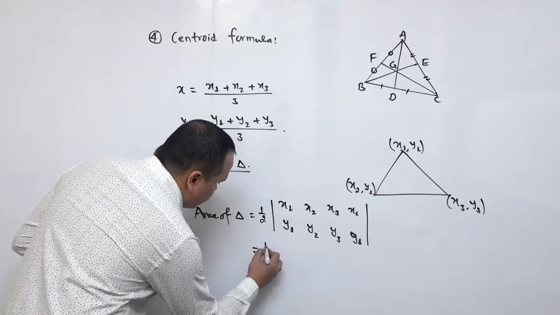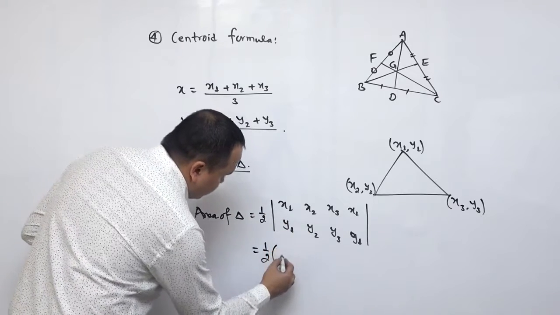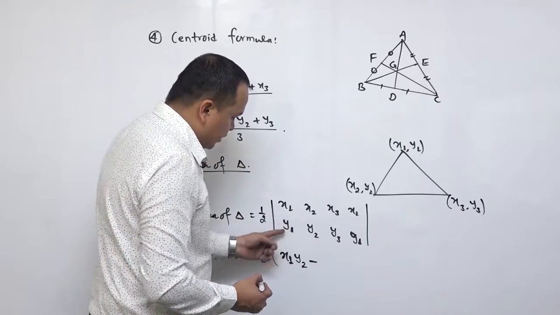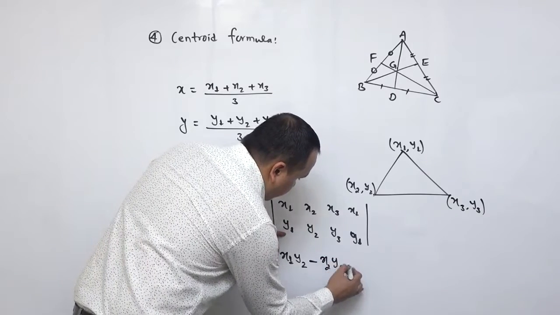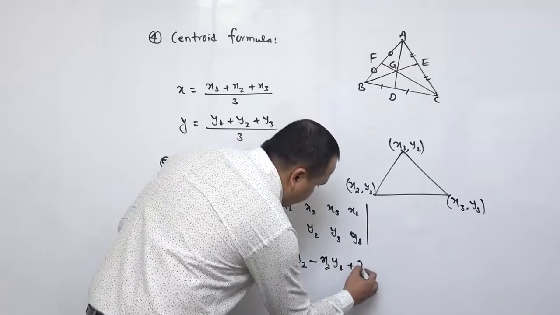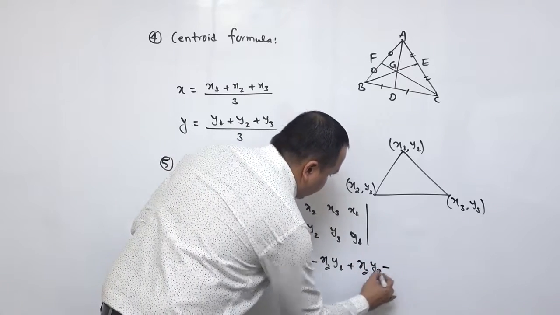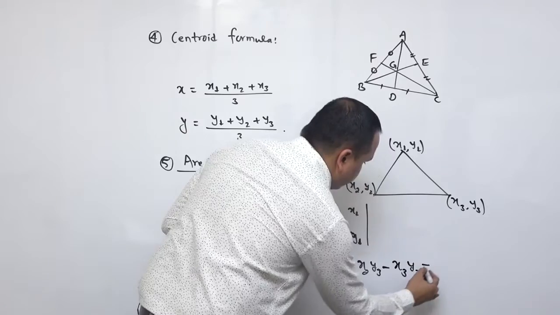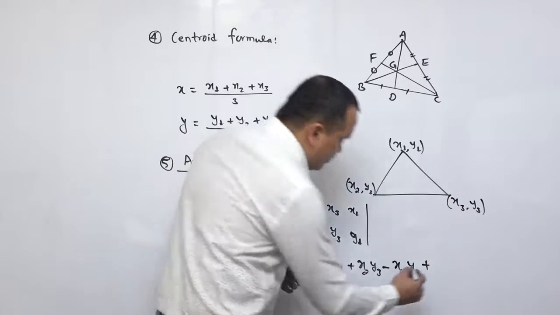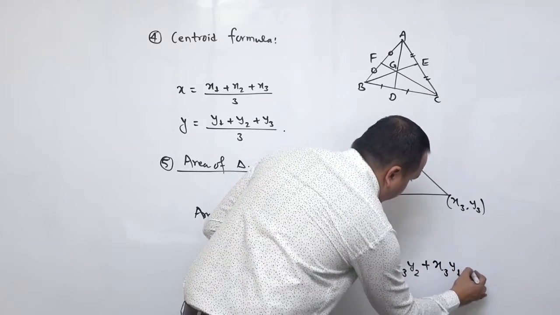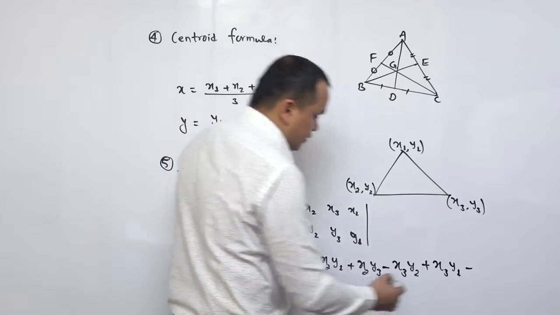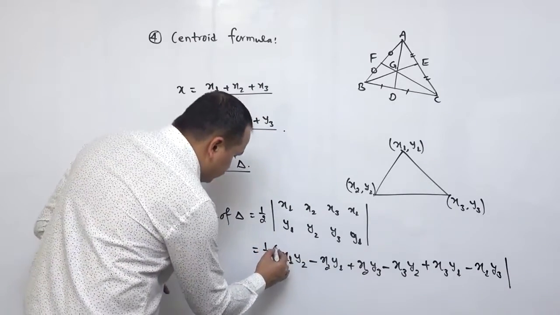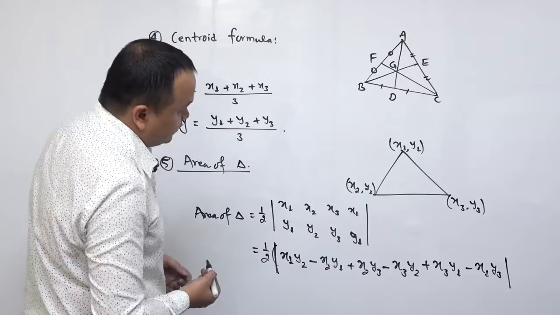Then this is 1 upon 2 [x1 times y2 minus x2 times y1, plus similarly x2 times y3 minus x3 times y2, plus x3 times y1 minus x1 times y3], which gives the area of the triangle.